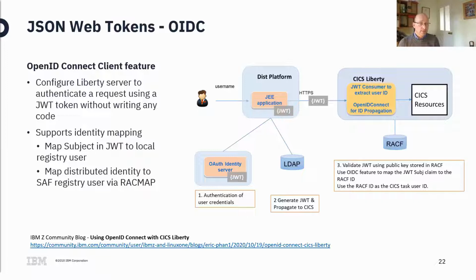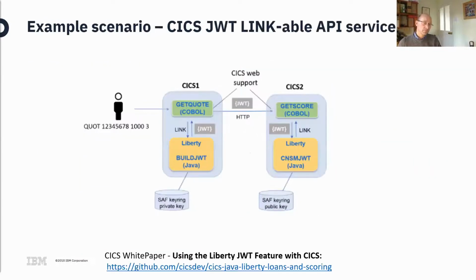You don't need to write any code. This is all done through configuration in Liberty. And we have a whole blog on this that's just been published on Z Community, entitled Using OpenID Connect with CICS Liberty, that describes how to do this in detail. So that's another easy way of using JWT in CICS.